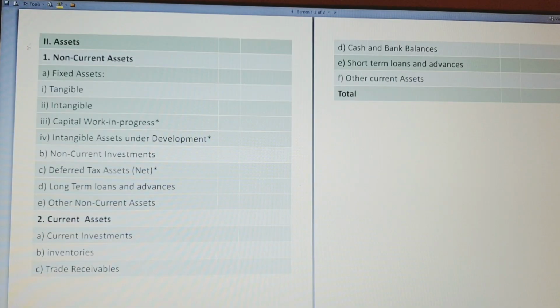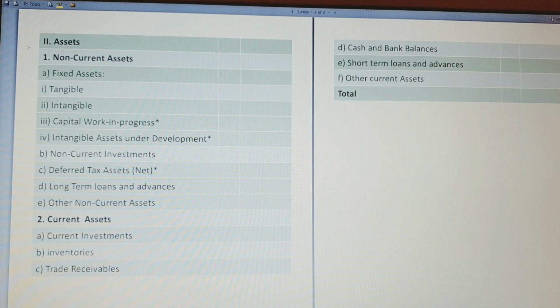Okay, in continuation to the liability side itself, after we have totaled up the liability side, we start with the assets. Earlier in class 11, you were doing the horizontal form of balance sheet. Now it is vertical, right? So just below the liabilities, we start with the assets. The asset side has two main subheadings, which are non-current assets and current assets. Of course, it has other subheadings. Non-current assets mean assets which we'll use for a longer period of time, usually more than 1 year.